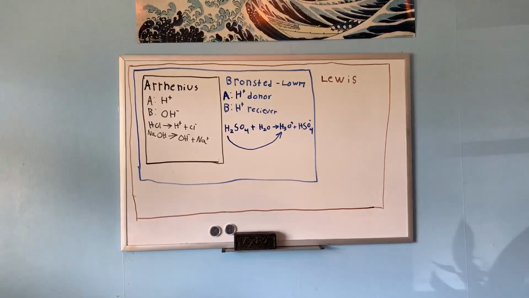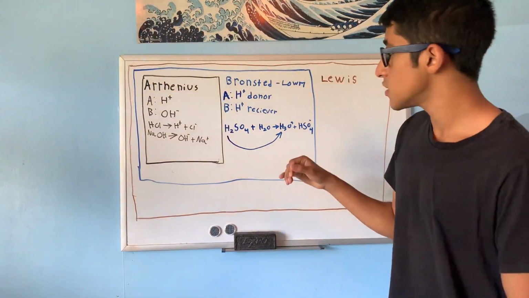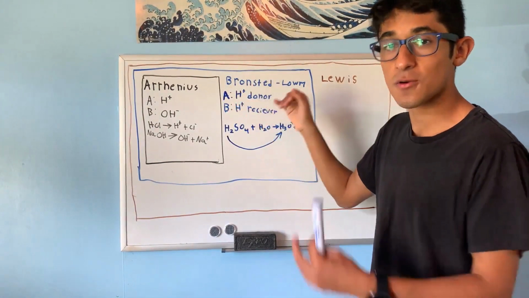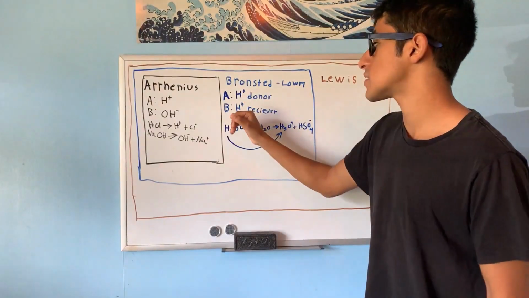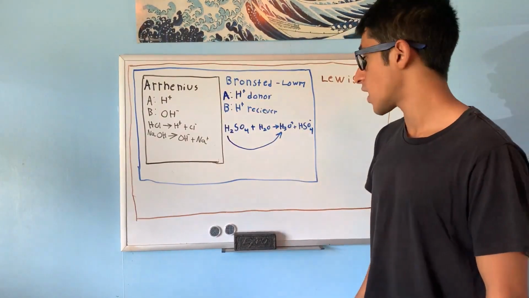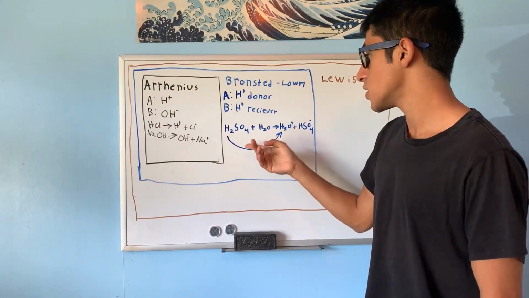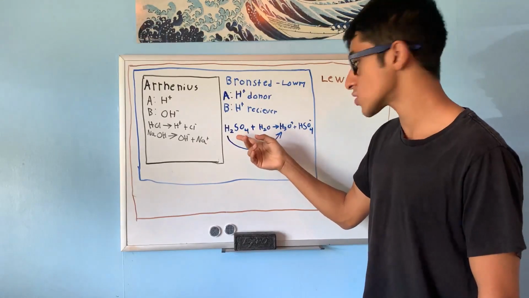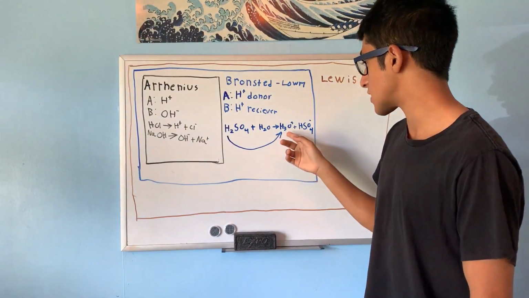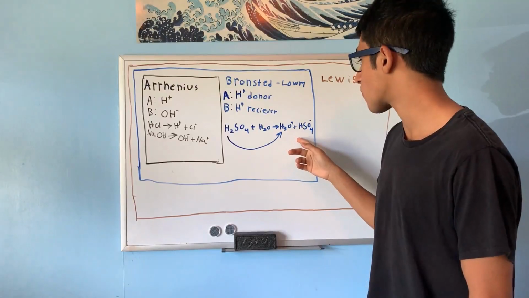The next definition is the Bronsted-Lowry definition. This one states that acids donate hydrogen ions while bases receive hydrogen ions. And we can see that right here in this example. Here we have sulfuric acid, H2SO4, plus water, resulting in H3O+ and HSO4-.